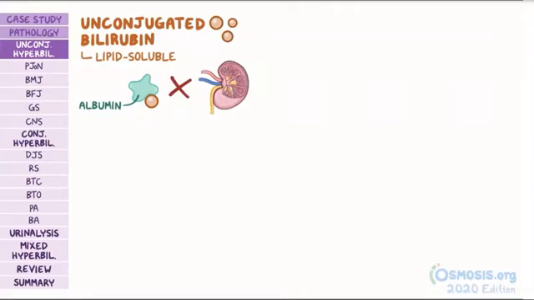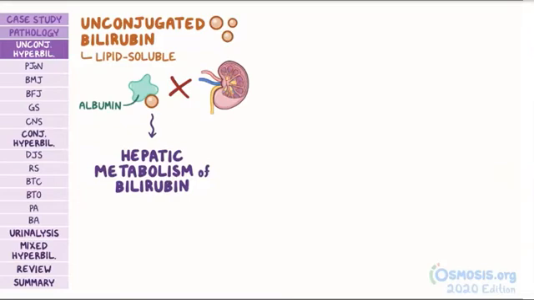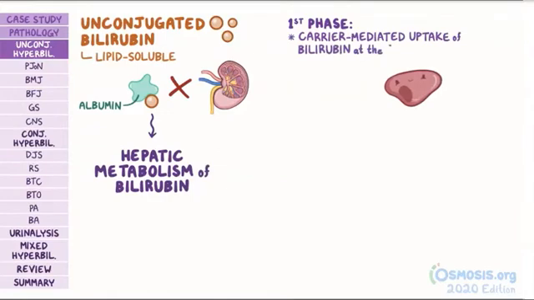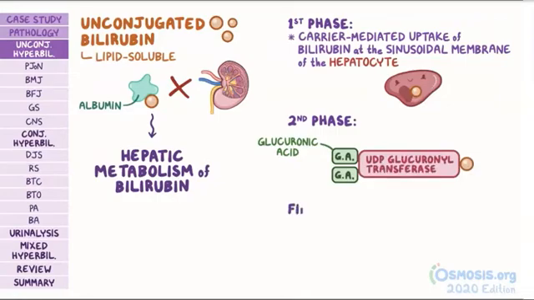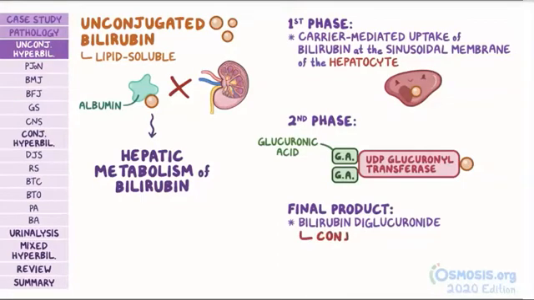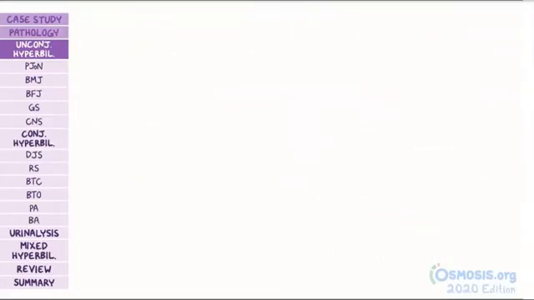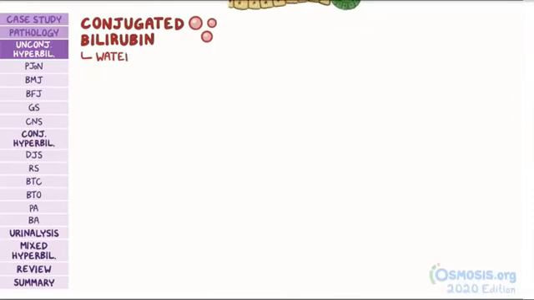Instead, the unconjugated bilirubin undergoes hepatic metabolism of bilirubin, which consists of three main phases. The first phase is carrier-mediated uptake of bilirubin at the sinusoidal membrane of the hepatocyte. In the second phase, two molecules of glucuronic acid are attached to bilirubin by an enzyme called UDP glucuronosyltransferase. The final product is bilirubin diglucuronide, which is also known as conjugated or direct bilirubin. In contrast to unconjugated bilirubin, conjugated bilirubin is water-soluble.